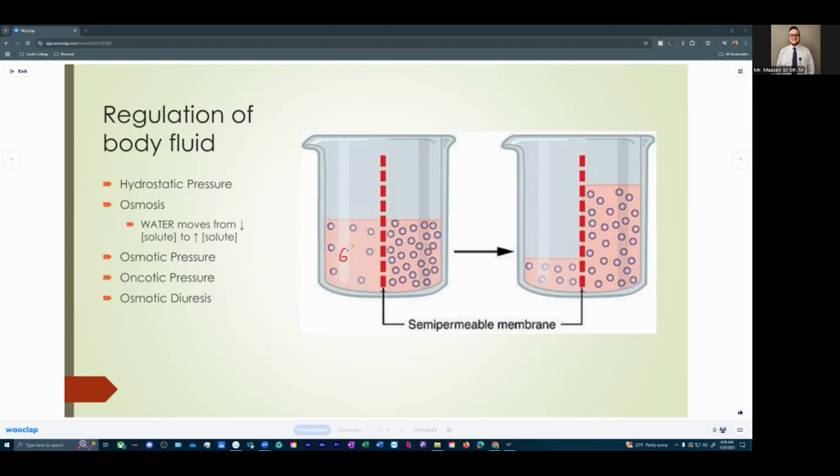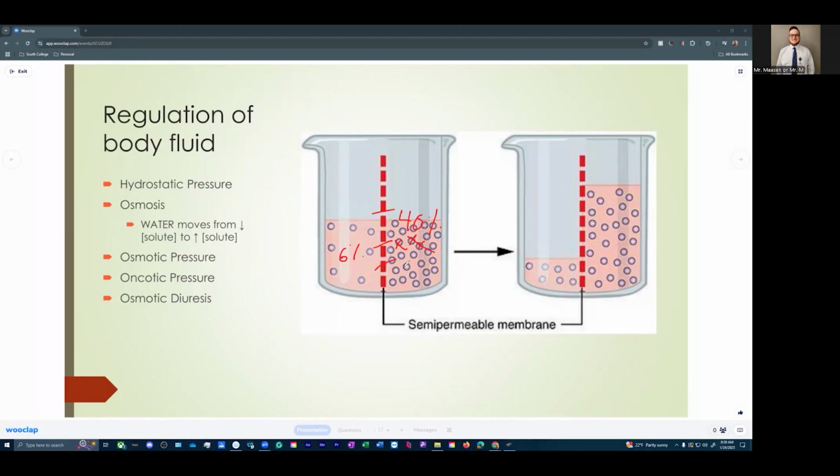We'll just say there's 6% of solutes in the solution, and we'll say there's something like 40% over here. Well, osmosis says this membrane right here allows water molecules through, but it blocks these solutes from moving. Because the membrane's there, it's not going to allow these solutes through, but it will allow water through, like our cell membrane.